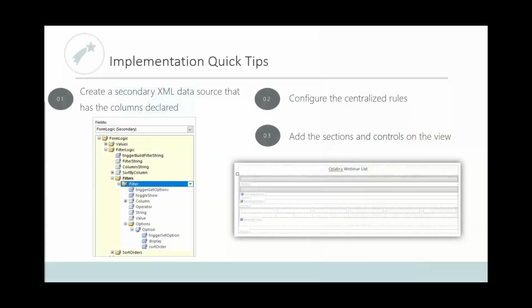Just a quick recap with some quick steps. You're going to create your secondary XML data source. It's already there, we're going to ship it. You just have to modify it to declare your columns, and then configure the centralized rules as you see fit, if you think there needs to be some special handling in your case. You just need to look into the rules that are already there, and then modify the view with your specific controls. That's it.